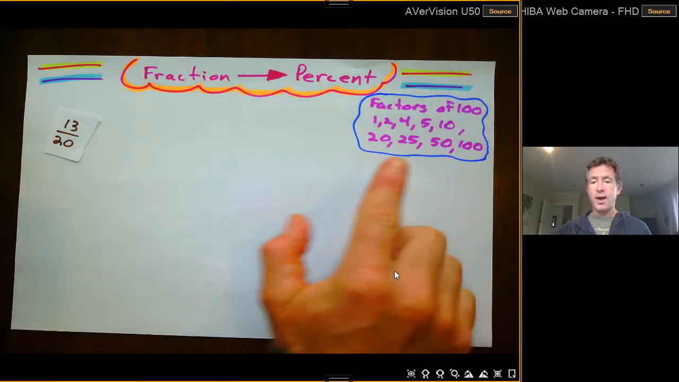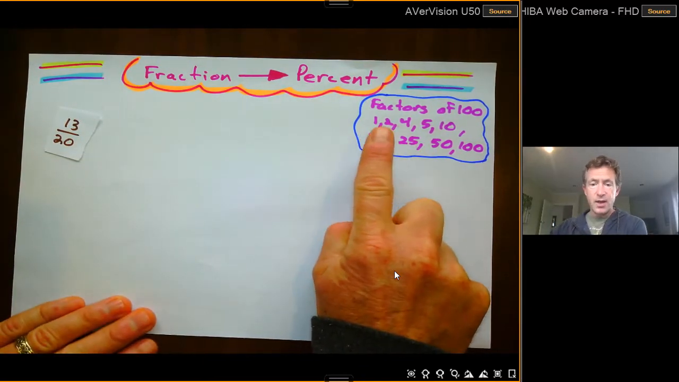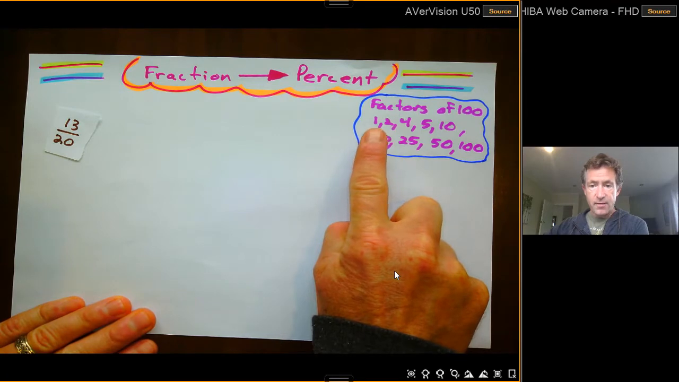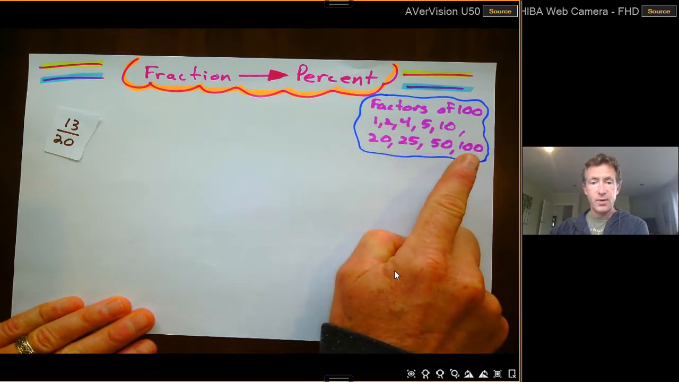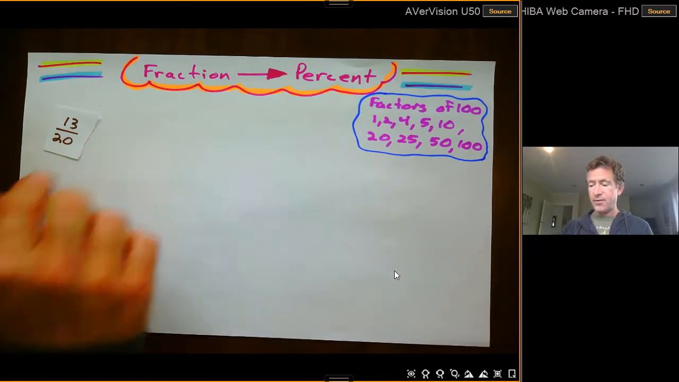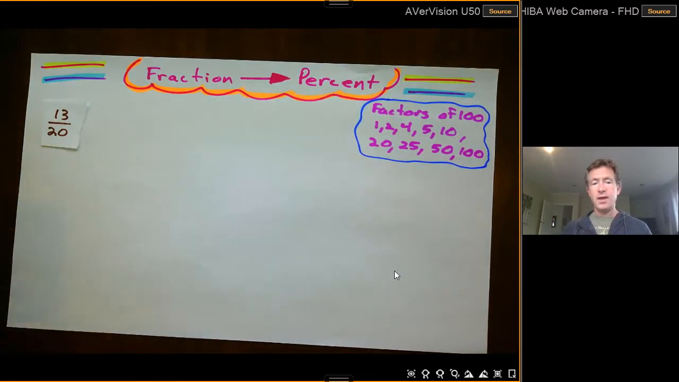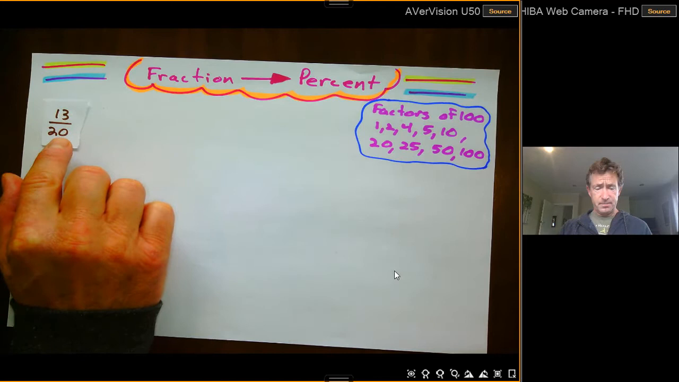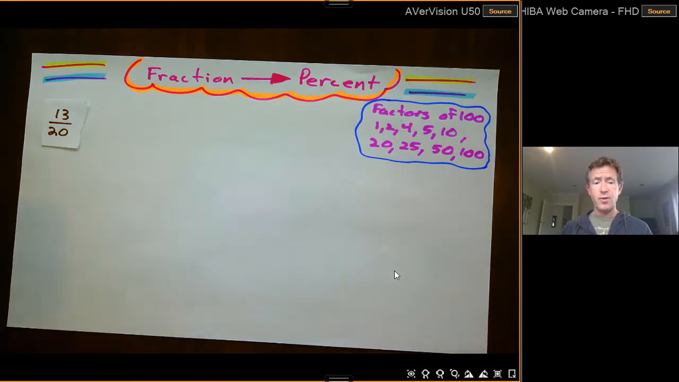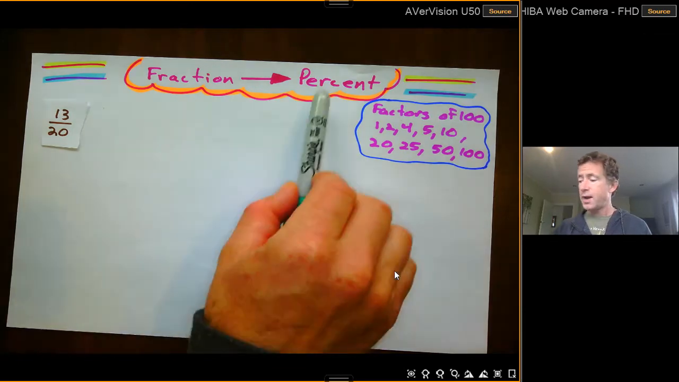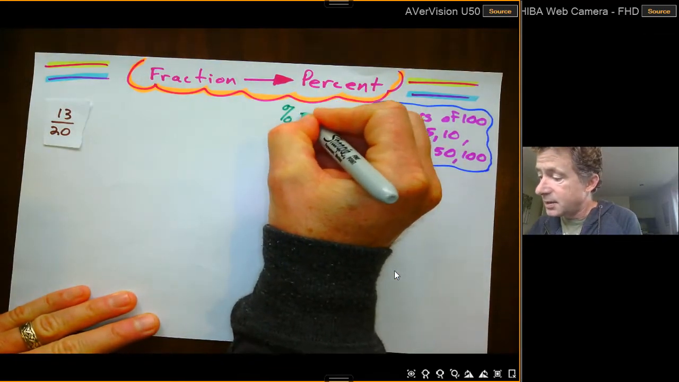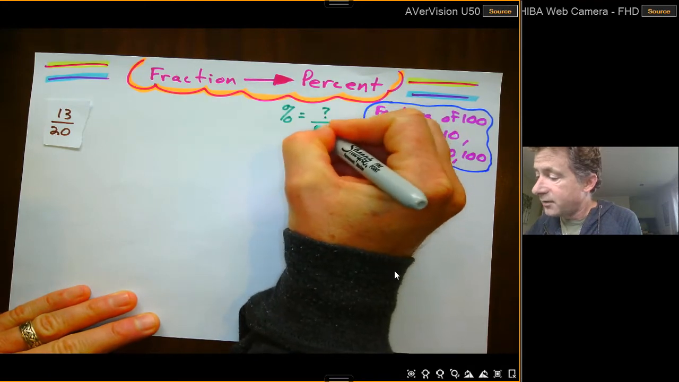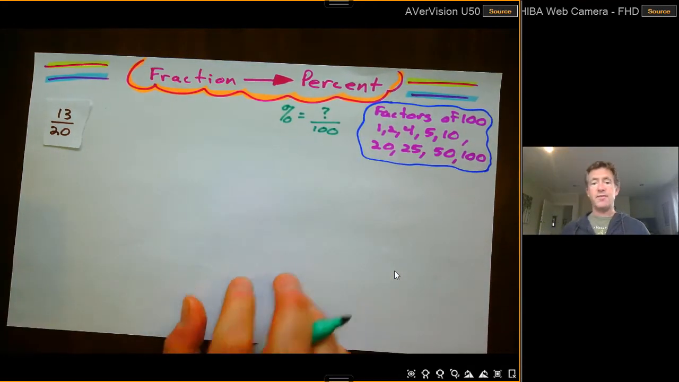We've got to think about the factors of 100: 1, 2, 4, 5, 10, 20, 25, 50, and 100. So if the fraction, like 13 over 20, has a denominator that is a factor of 100, then we're in a good position to start, because what a percent means is what out of 100. Okay, that's the definition of percent.